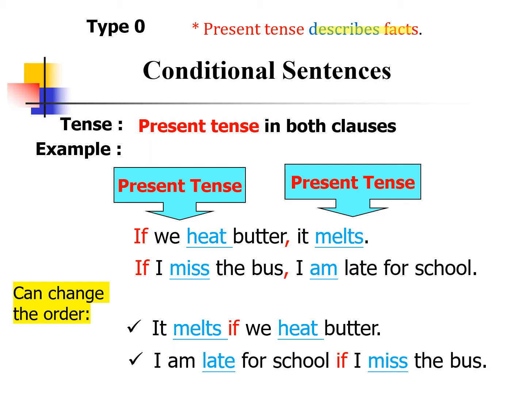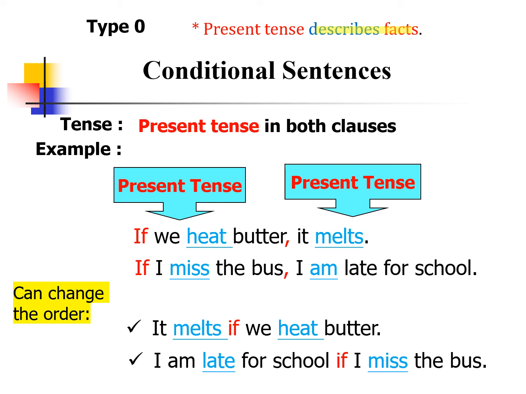Why do we use present tense? Because present tense describes facts, and type 0 talks about facts. So that's why we use present tense in both the clauses. The if clause is the condition, and the main clause is the result. So what is the condition? If we hit butter. What about the result? What happened? Then the butter melts. So this is the result.